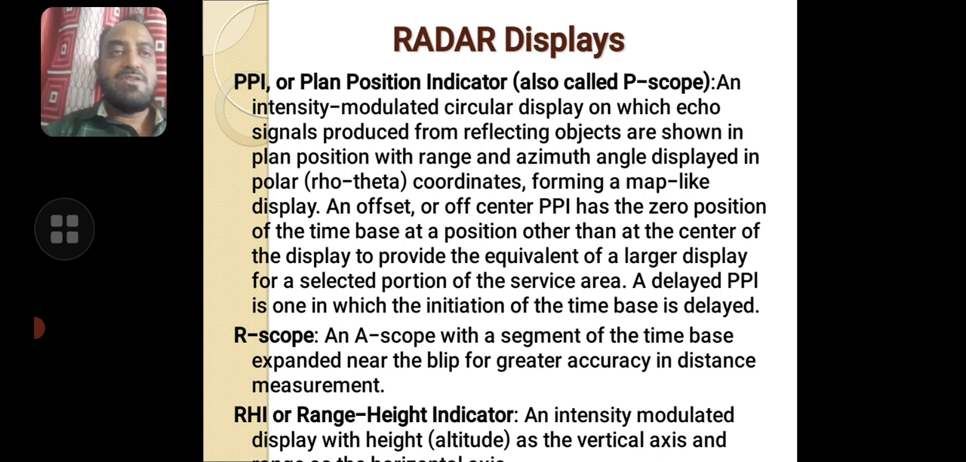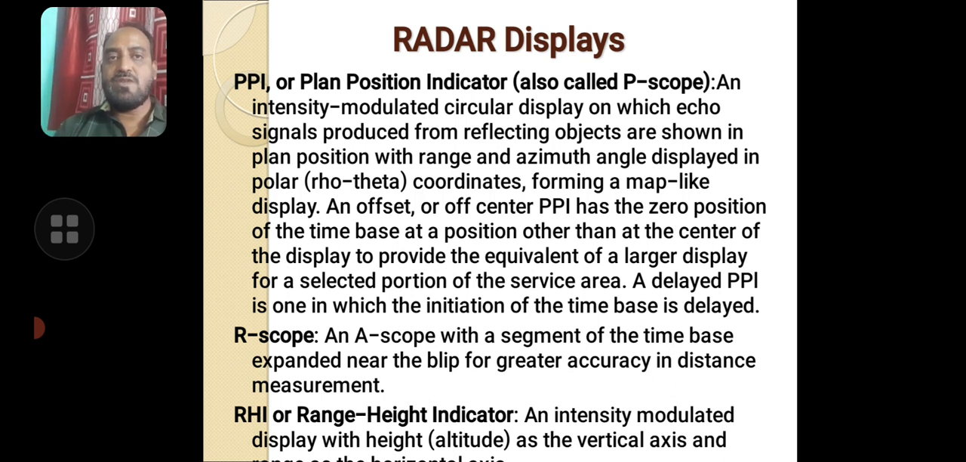Next is the plan position indicator, which is also called PPI, or simply P-scope. This is an intensity modulated circular display in which echo signals produced from the reflecting objects are shown in plan position with the range and azimuth angle. This is displayed in polar rho-theta coordinates, forming a map-like display, which we normally see in flights.